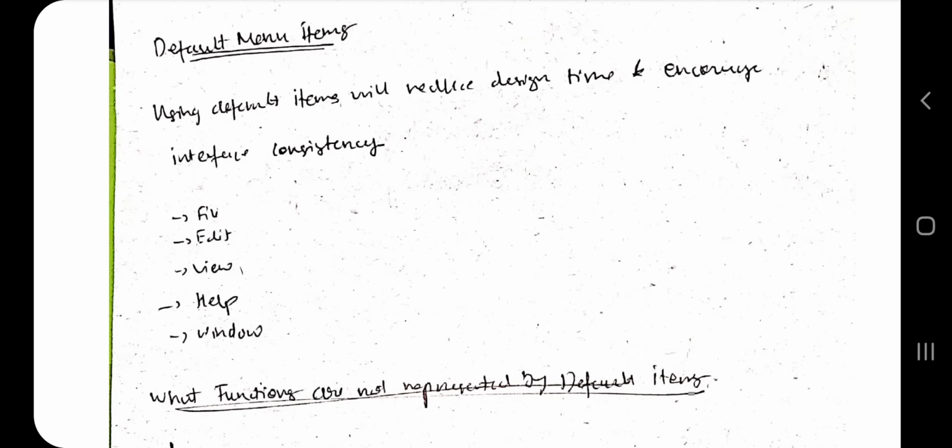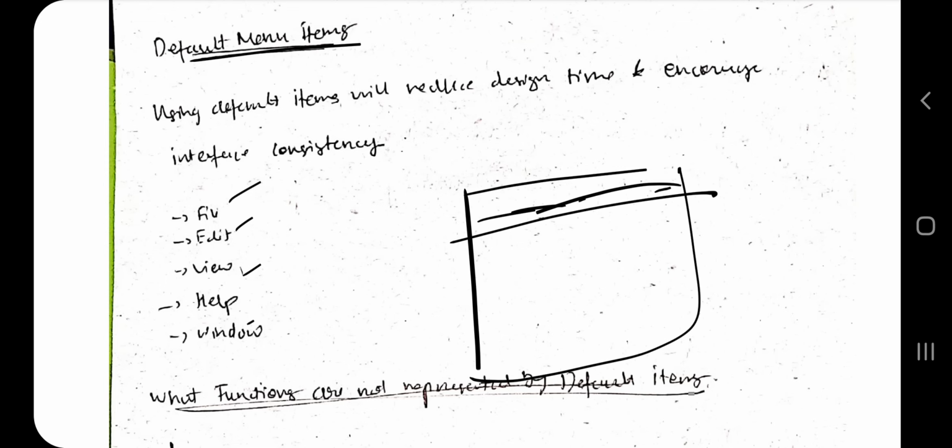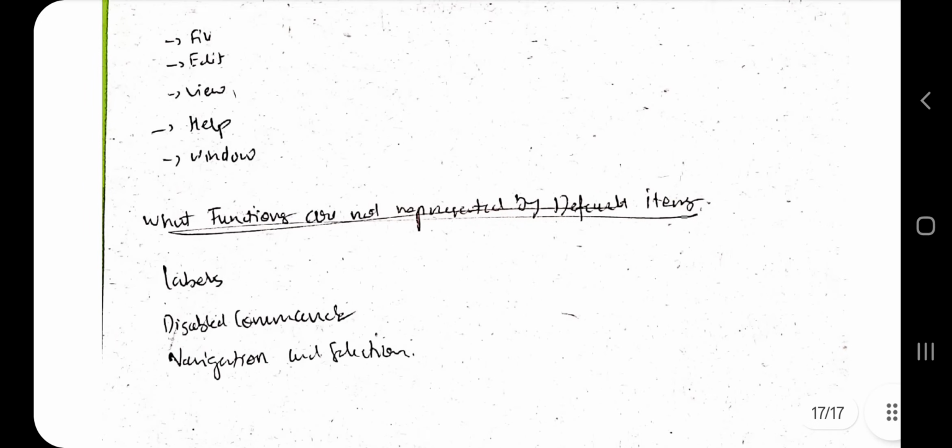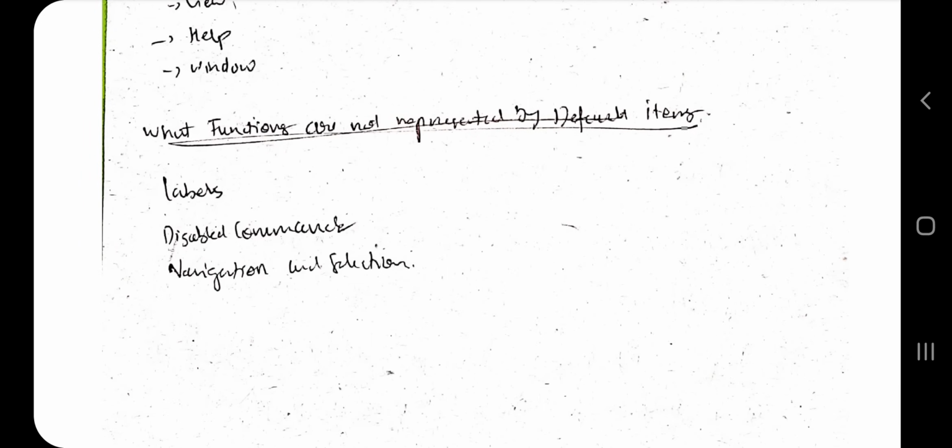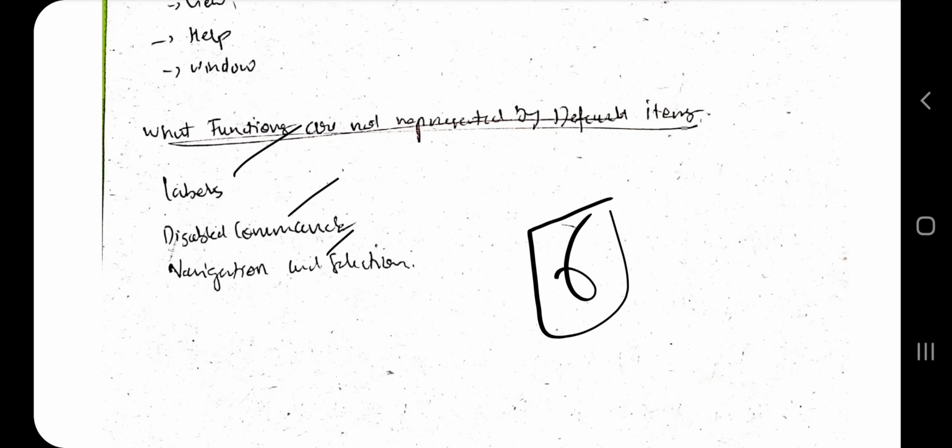Menu items, the last two topics are default menu items and what are the functions which are not performed by default items. What are the default menu items? File, edit, view, help and window. You can see right above, each you will have default menu items, and you have to just write what are these items. And last one is what functions are not performed by default items: label, disable commands, and navigation and selection. So learn 6 questions thoroughly. Super important question from exam point of view.